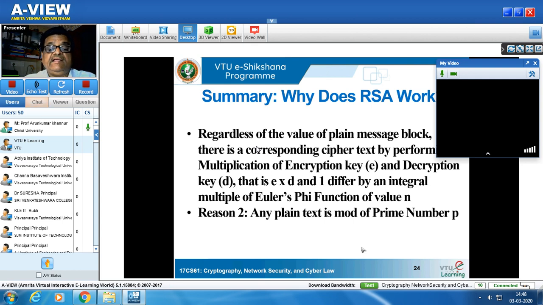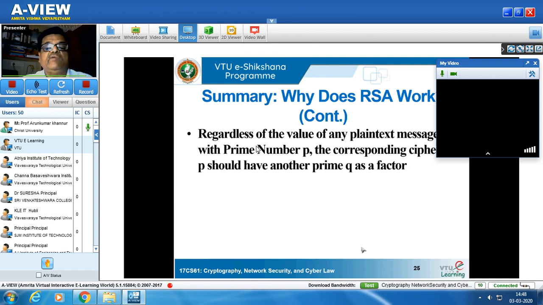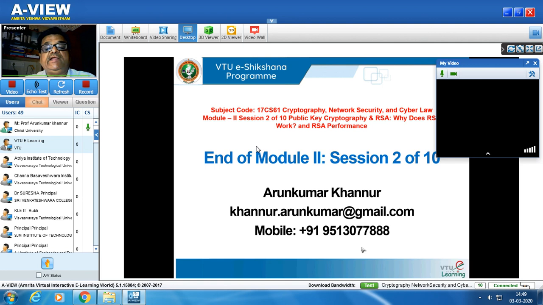Reason 2, we had seen that any plain text is mod of prime number P. So when you make use of the prime number P on plain text, whatever you are carrying out, it is quite acceptable while converting it, and when we receive it, we are in a position to recover the original text, regardless of the value of any plain text message, any plain text message with prime number P, the corresponding ciphertext P should have another prime number Q as a factor. So I mean, it seems to be very complicated.